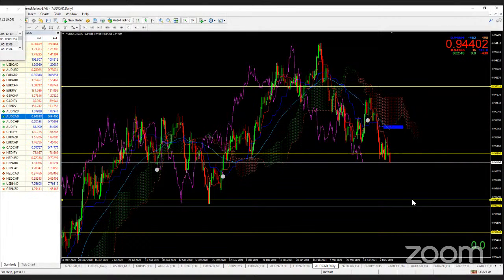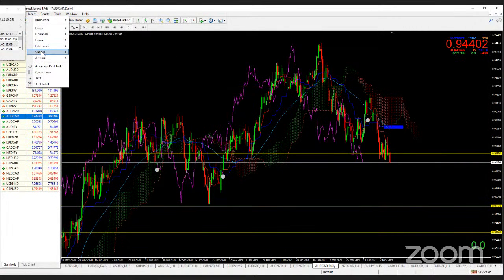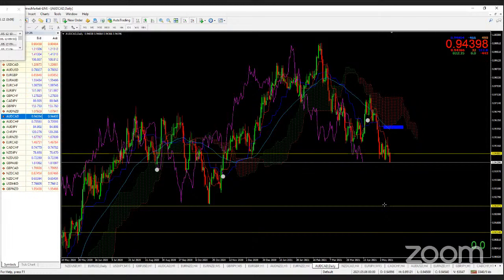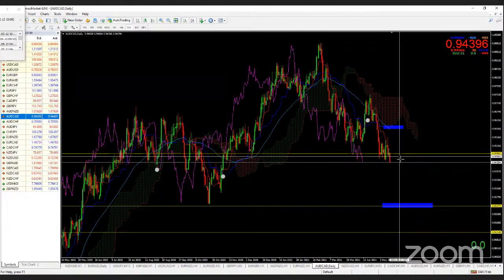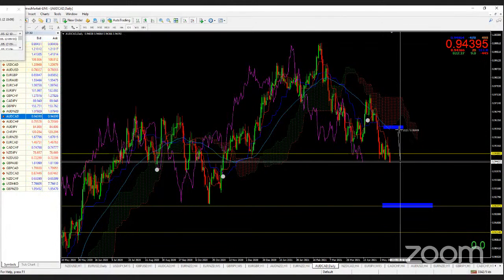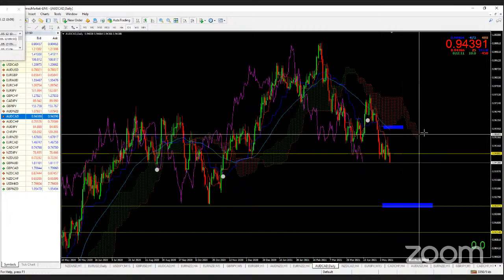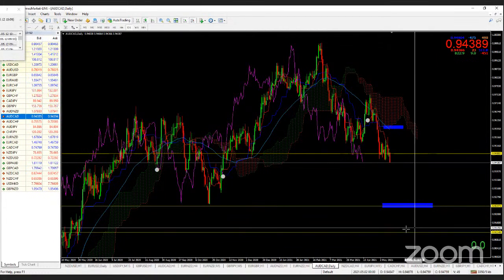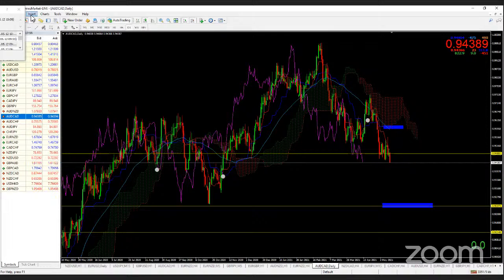Whoops, sorry. This is what we want. So if I was to get in here, we could have that as the stop loss, and looking to target this level. That's like 1.5 risk to reward, but then it could drop this low as well.